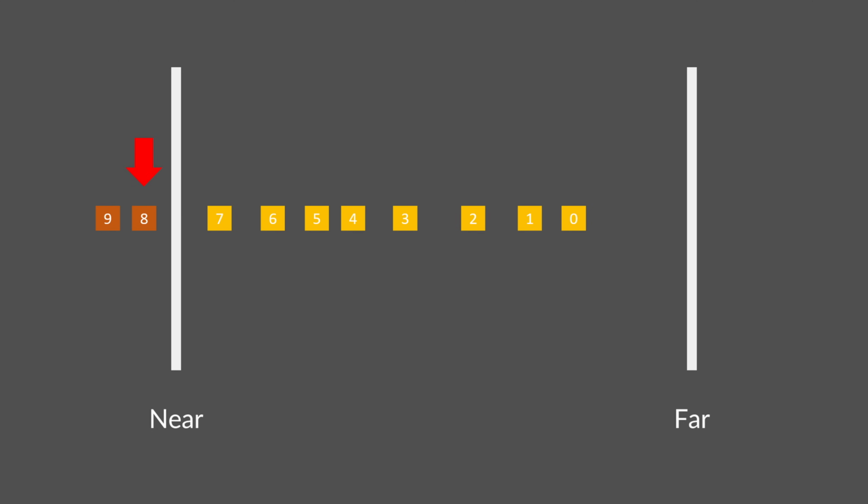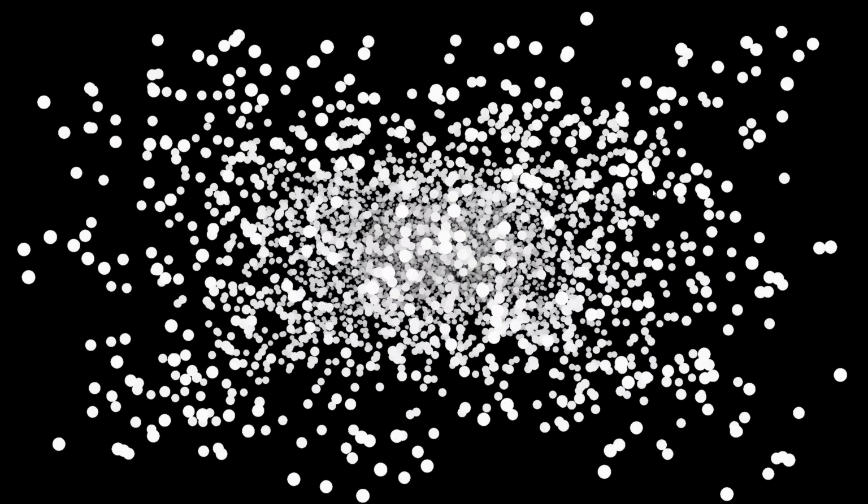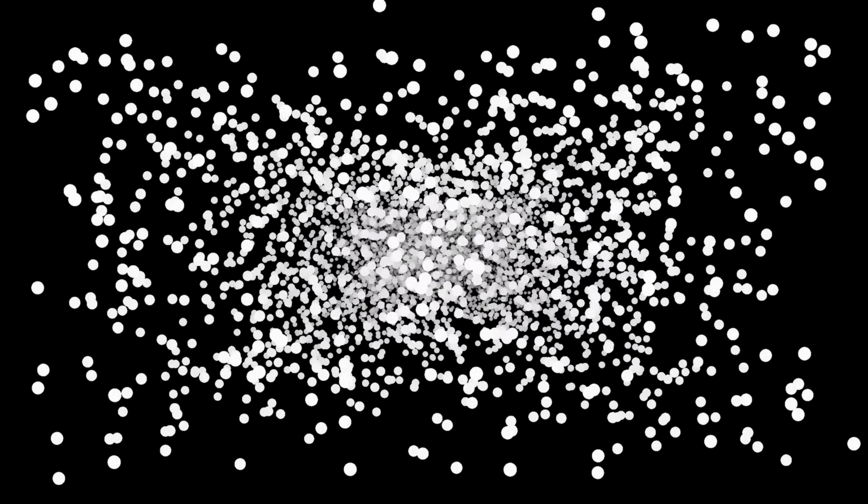But since iteration is from farthest to nearest, in the current code, index 9 will be processed last and will have the last word for the final value of the starting index. The simplest solution is therefore to update objects from front to back, which naturally solves the problem. At last, everything is working properly.